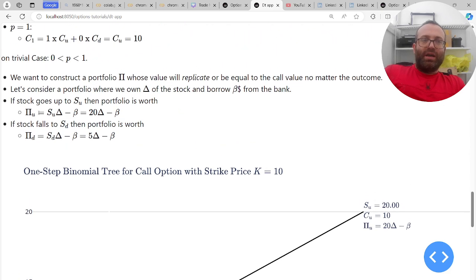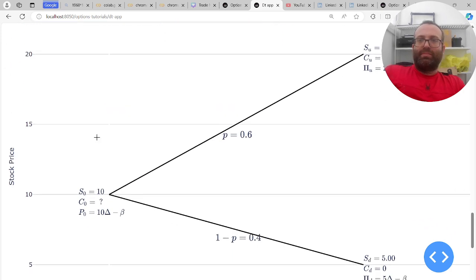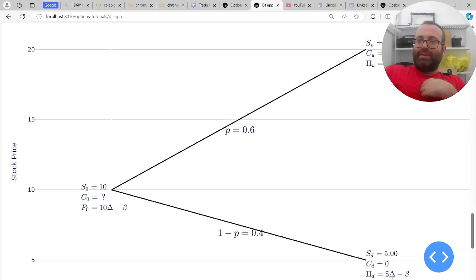If the stock goes up, then the value of our portfolio is going to be stock up, SU, times delta minus beta. Stock going up is 20, so it's going to be 20 delta minus beta. If the stock goes down, our portfolio is worth SD, stock down, times delta minus beta, so 5 delta minus beta, right? So let me show you guys in the picture. 20 delta minus beta is the value of our portfolio if the stock goes up, and 5 delta minus beta is the value of our portfolio if the stock goes down.